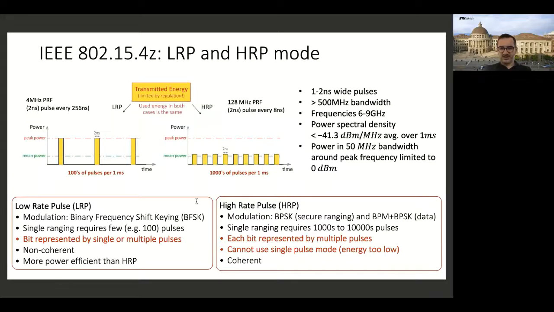Now in the HRP mode, the modulation is a bit more complicated, and also the pulses are tightly placed together, right? So they are few nanoseconds apart, and also they need to be transmitted at a low power, which means that there will be very few scenarios where you can decode individual pulses. You will only be able to see aggregated pulses, right?